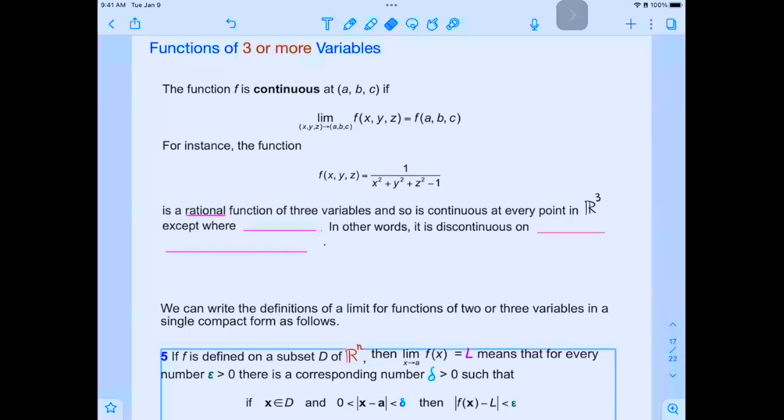So what are not in the domain? What will make the denominator equal zero? Yes, you got it. Okay, so that's equal to 1. So when x squared plus y squared plus z squared equals 1, then you have 0 in the denominator, so those x, y, and z will not be in the domain of the function. Okay.